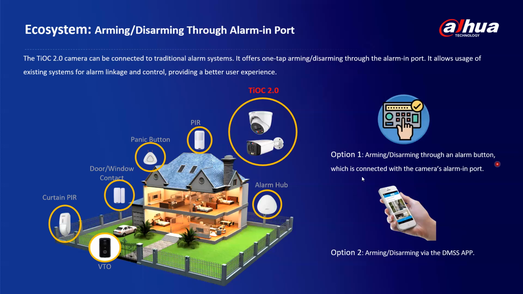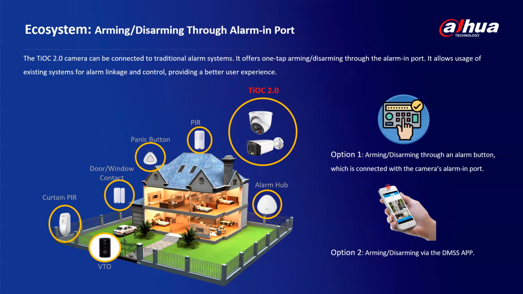We have different options here. Option 1 is arming and disarming through an alarm button, which is connected with the camera's alarm input. The second option is to use the arming and disarming features through the DMSS application on your mobile phone. So we have multiple ways to ensure that you can arm and disarm the product.